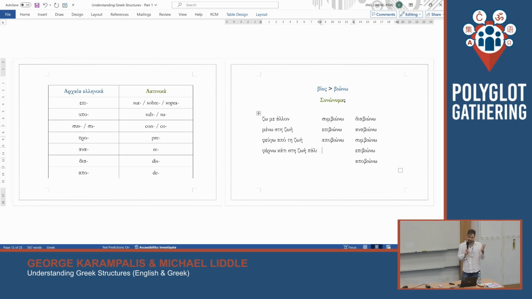Φέρνω is basically a descendant of φέρω that we saw earlier. So φέρνω is to bring. It says φέρνω κάτι στη ζωή πάλι. It means to bring something back to life. Αναβιώνω, yeah, to revive, essentially.